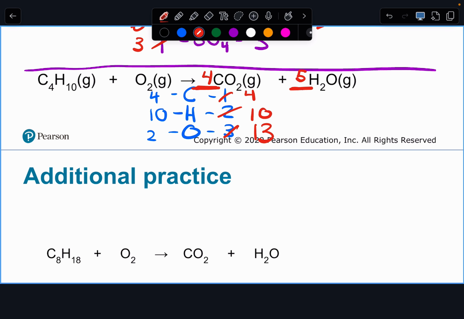Okay, how can I make 13 on the reactant side? This is my only place where I have oxygen. I can't, right? I can't get an odd number of oxygens when the molecule has 2. And I can't have a half of a molecule. That's not okay. So I'm going to have to do a little trick to make this work.